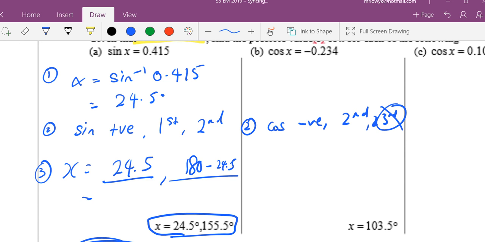Okay. Now number one. Can I show you the wrong one? Alpha equals cosine inverse negative 0.234. Can everyone press this and tell me the number now? Stop, Matthew. Start. I don't care whether you have done or not. Listen. 103. Now, why is 103 wrong? Gerald, why is 103 wrong?